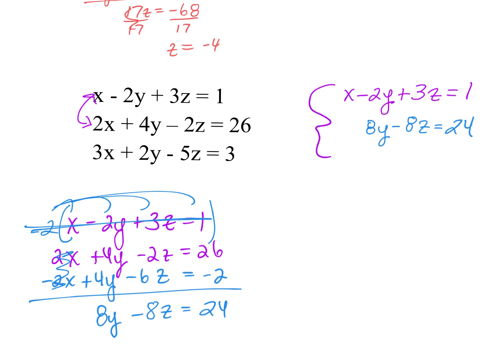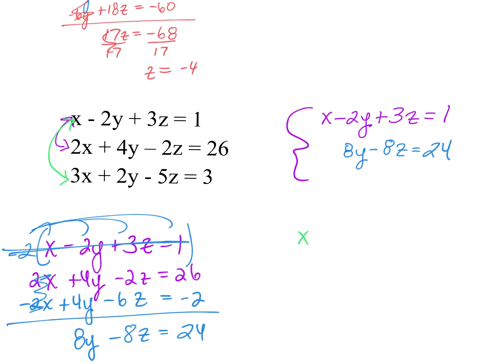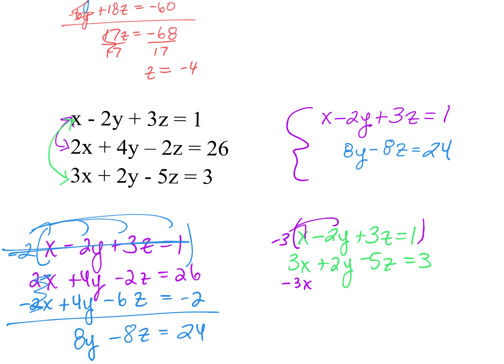Now my last equation should say z equals. That means I have to take 1 and 3 and eliminate x's first. So x minus 2y plus 3z equals 1, and 3x plus 2y minus 5z equals 3. What am I going to multiply the top equation by so that my x's will cancel out? Negative 3, good. So I have negative 3x plus 6y minus 9z equals negative 3.